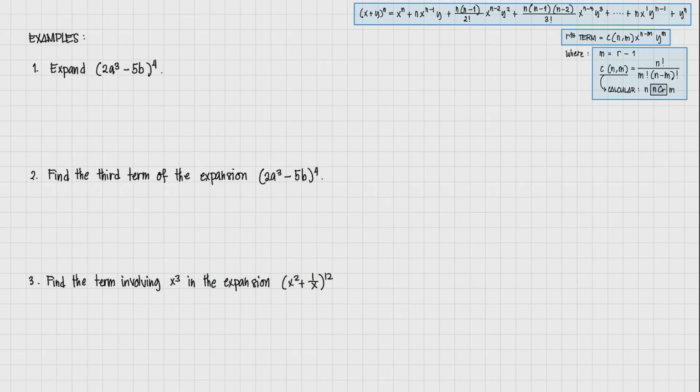Okay, so for example number 1, we are going to expand this binomial. So we have the quantity 2a raised to 3 minus 5b, quantity raised to 4. So we're just going to follow this formula. Ipa-pattern lang natin yung sagot natin dyan. Okay, so first, what's the problem in this term? From our formula, as you can see here, well, I hope you can see. Maybe let's make this a bit larger so that you can read more easily. Wait lang ha.